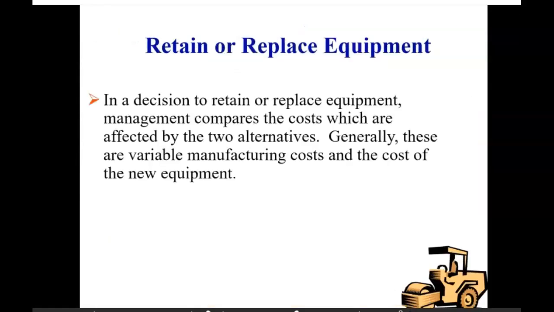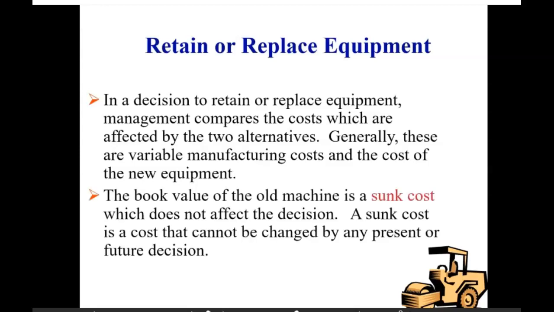Now, quite often managers are faced with retain a piece of equipment or replace it with a new piece of equipment. And when you analyze that, you generally think the variable manufacturing cost is what's relevant and the cost of the new equipment. It's true. Now, when considering to replace an old piece of equipment, the amount we paid for that old piece of equipment is called a sunk cost.